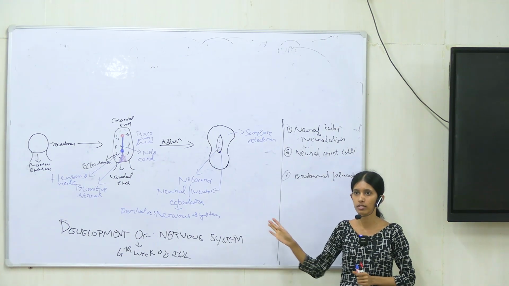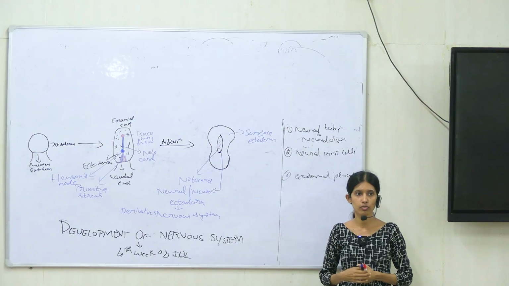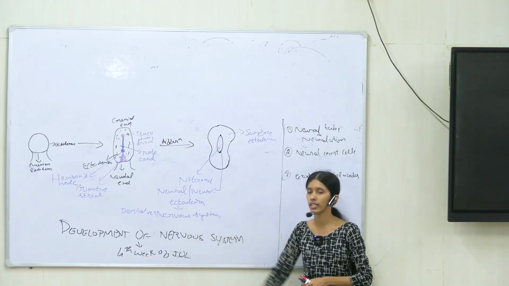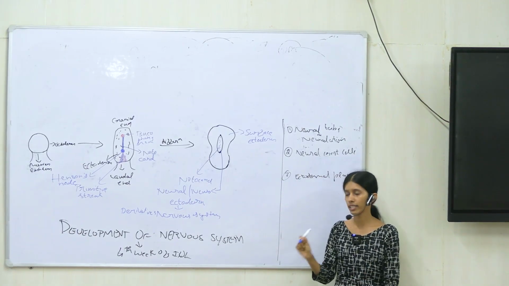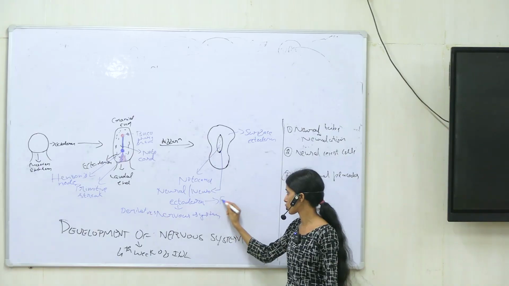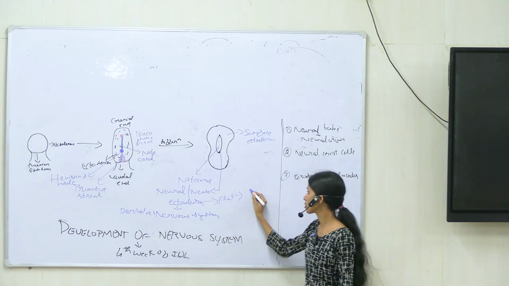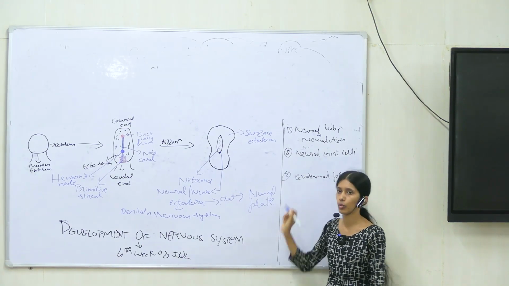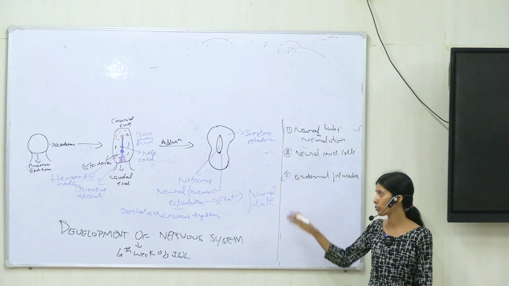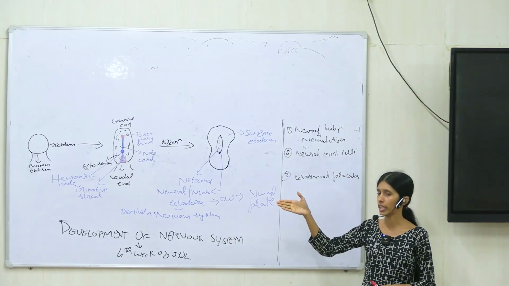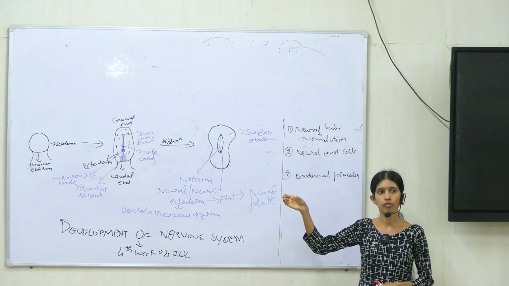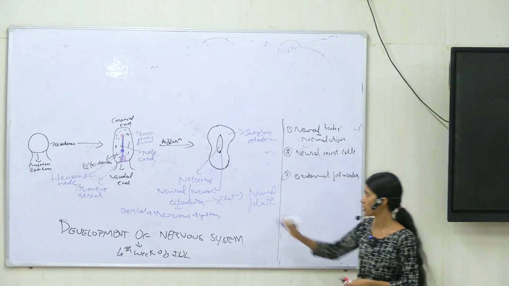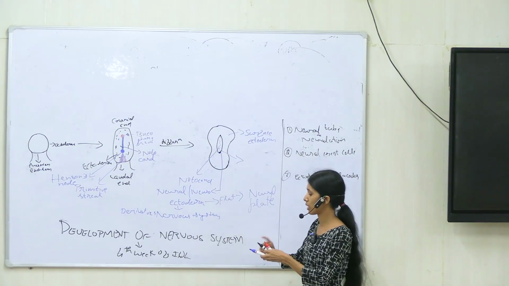Okay. Any doubts in this figure? In this stage, your neural ectoderm is like a plate-like structure or a very flat structure. So we call it the neural plate. During the process of development, this neural plate is going to get folded from side to side and form a tube-like structure. This will develop like this.